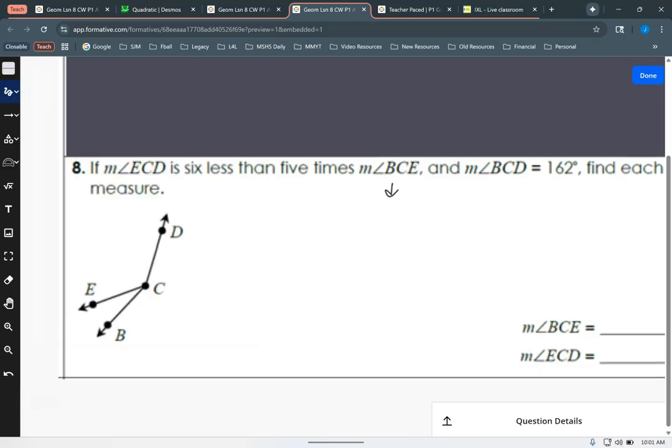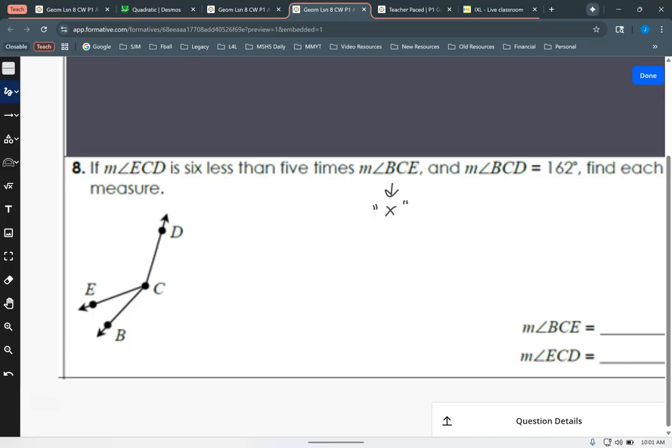It's easiest to start with the other part, and then we can take that other part, which is the measure of angle BCE, and just call that x. Because once we have it, it could be anything, 12, 18, 22, 19 and a half. But what we know is whatever that is, the other one, ECD, is 6 less than 5 times that amount.